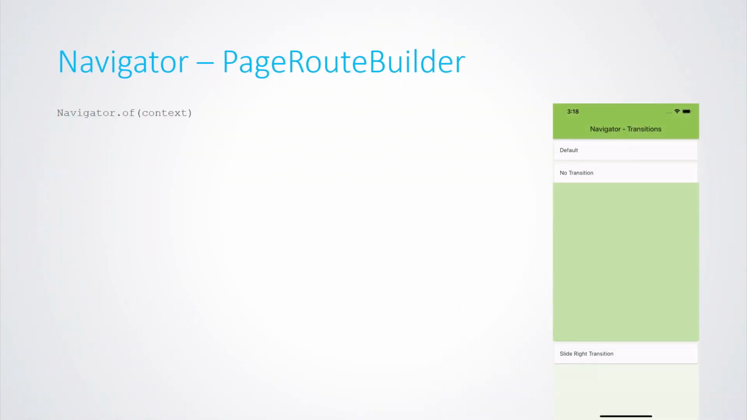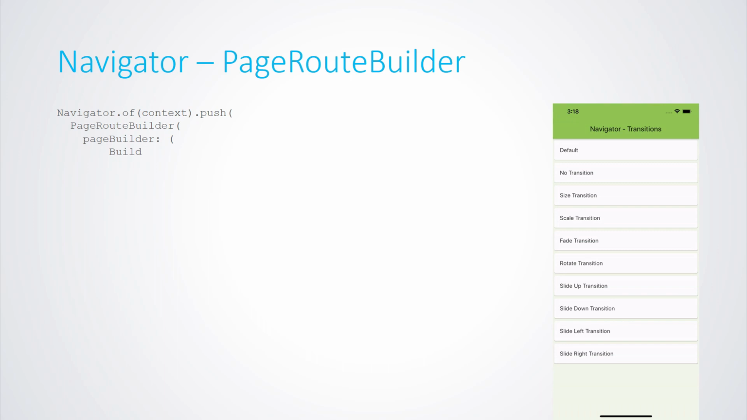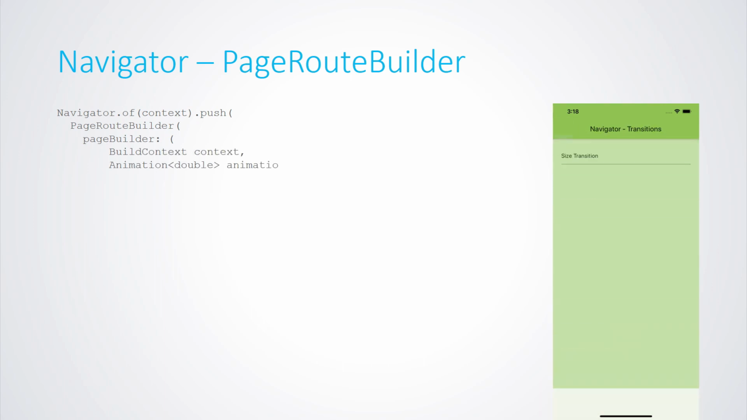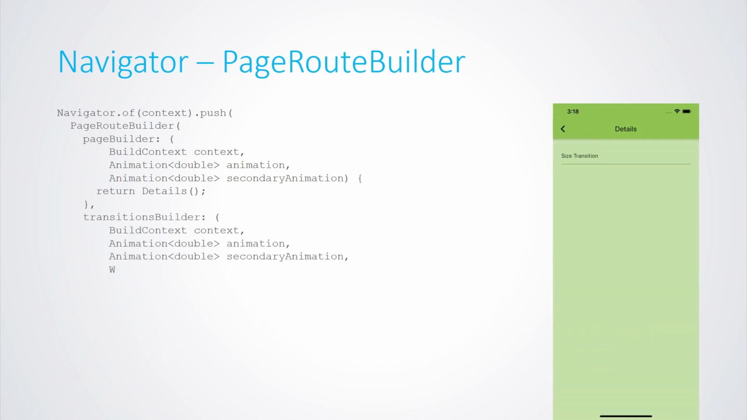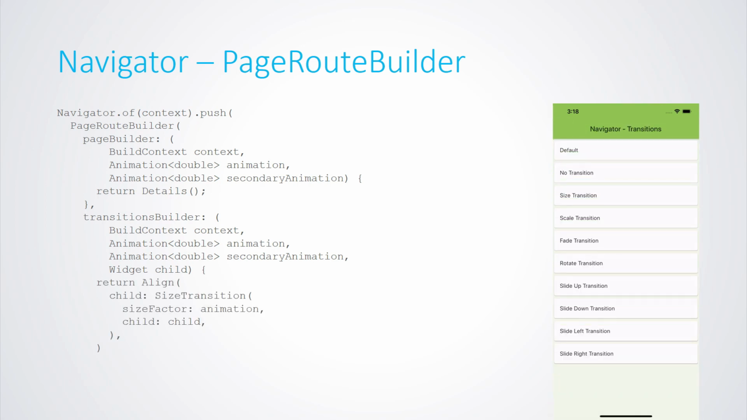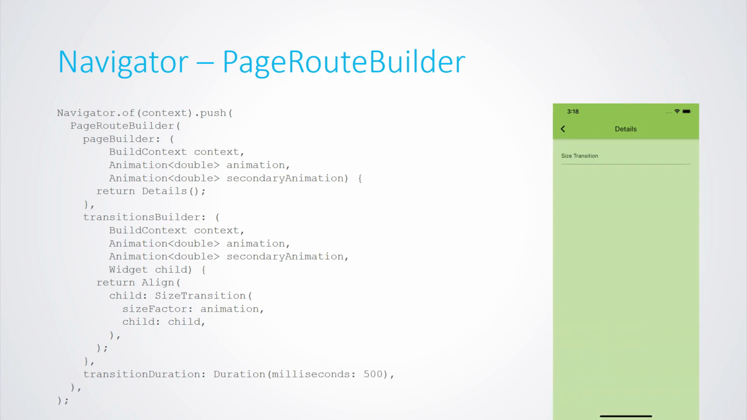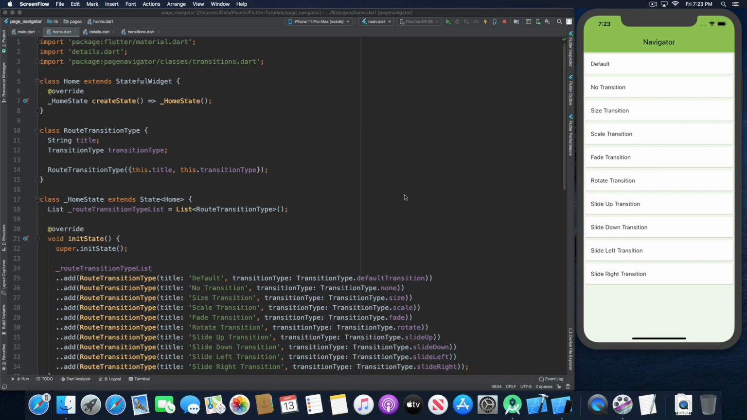The PageRouteBuilder class is used to create custom route transitions. PageRouteBuilder provides an animation object. This animation can be used with Tween and Curve objects to customize the transition animation. You need to define a pageBuilder function to create the route's content and define the transitionsBuilder function to add transition animation. Let's take a look at the example app.